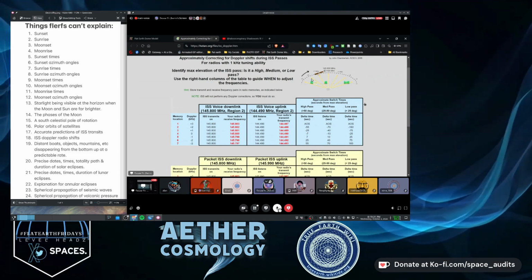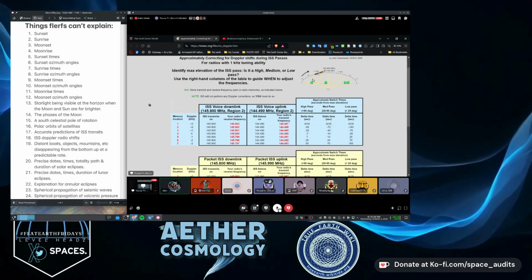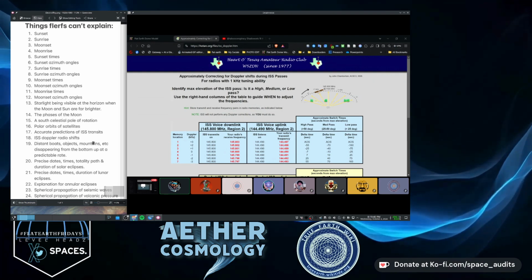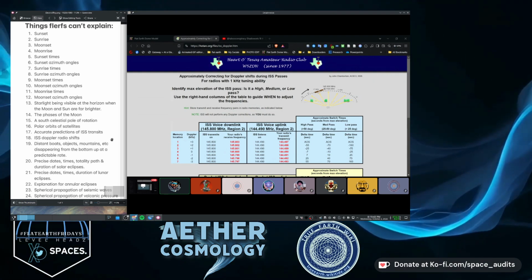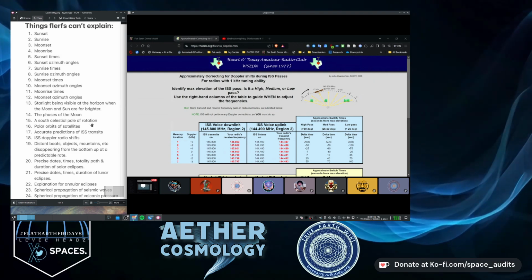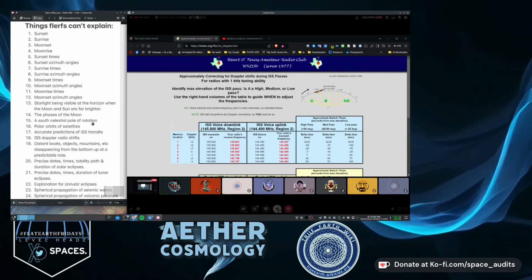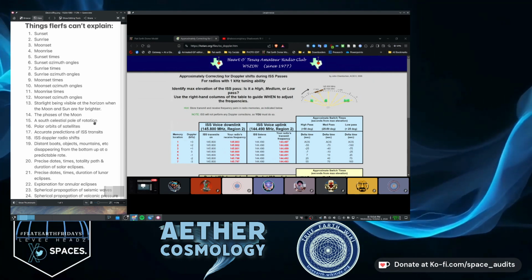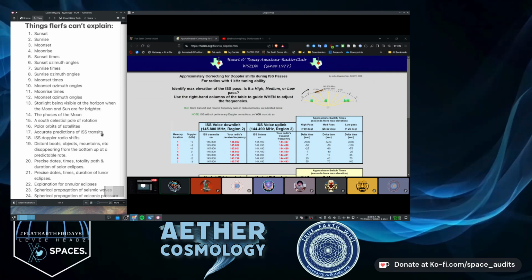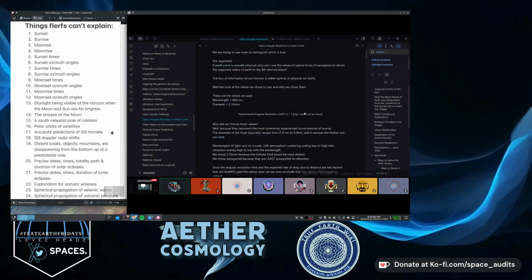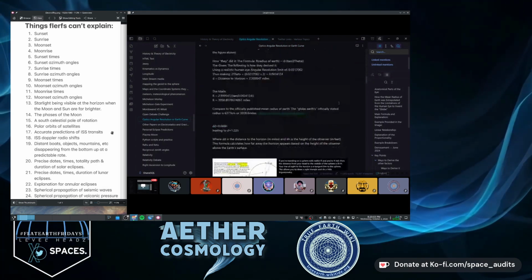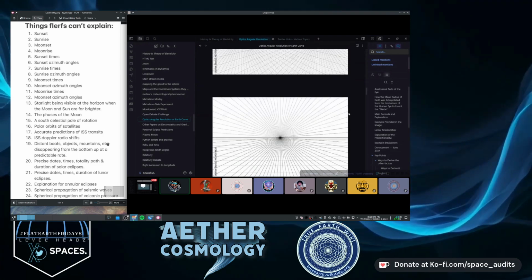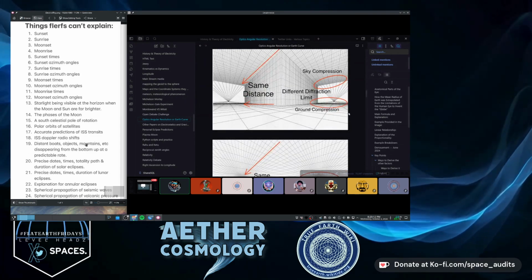So, this isn't a proof of anything. So we have distant boats and objects, mountains disappearing bottom up at a predictable rate. As Shane covered earlier with optical observations, things disappear bottom up because of the unequal angles there. If you're closer to the ground, the angle is tighter, which is going to cause the compression to happen at a much higher rate at the horizon. So that's where things are going to disappear bottom up. So all boats, distances, mountains, all that stuff, none of that is mutually exclusive to a globe.